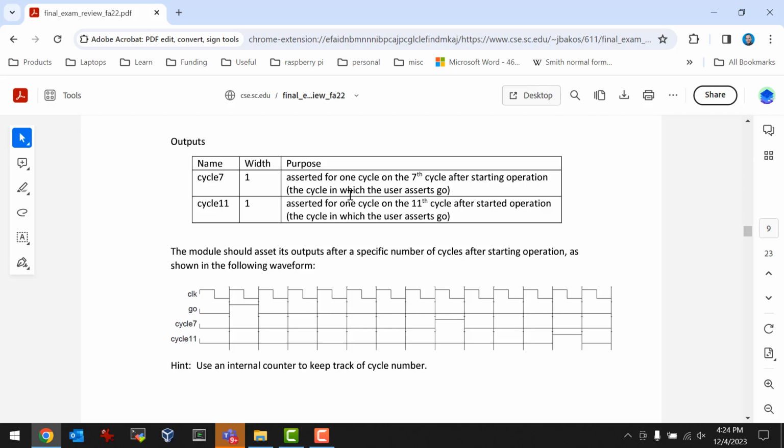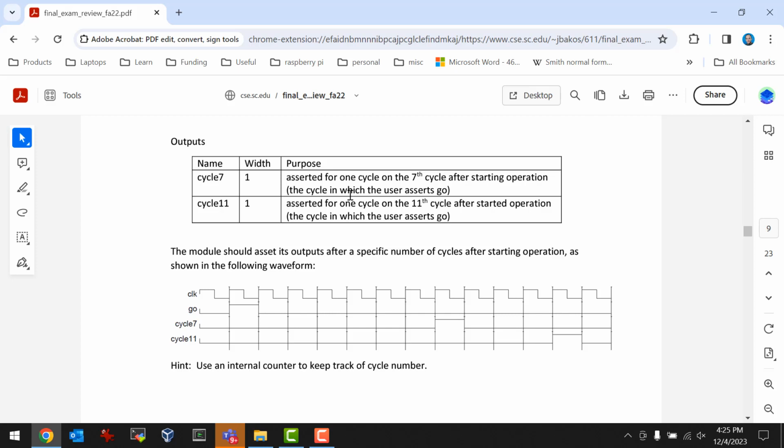So basically you turn it on. So you'd have always_ff at posedge clock begin. Okay, and then you say if go, then running is going to get 1'b1.